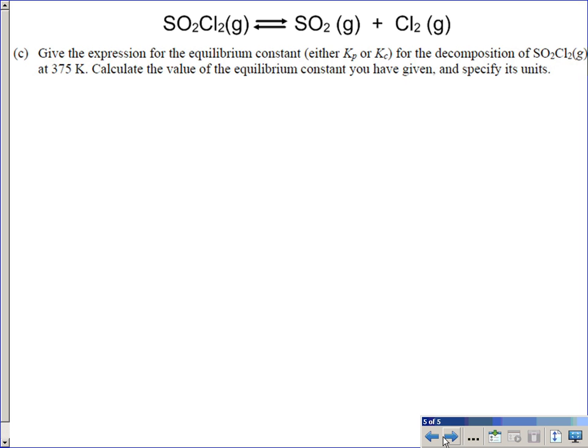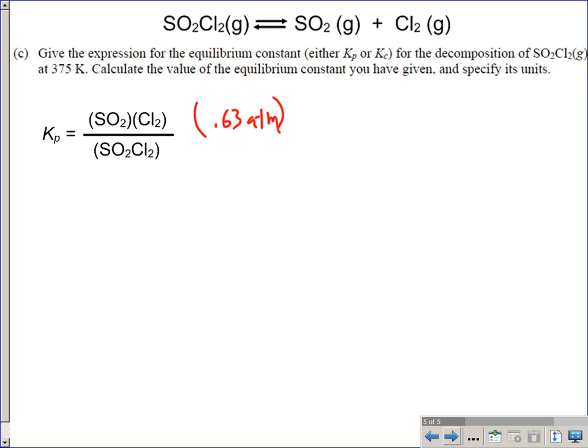It says calculate the Kc or Kp. Well, like I said, I'm going to go with Kp because that's the easier one to do here. I know my Kp expression equals this. Now, in my last problem, I figured out that both SO2 and Cl2 were both 0.63 ATMs. So that squared over 0.17 ATM, which is my pressure at equilibrium of my SO2Cl2, is going to equal my Kp. So when I plug my numbers in and calculate, I end up with 2.3 if I go to 2 sig figs.